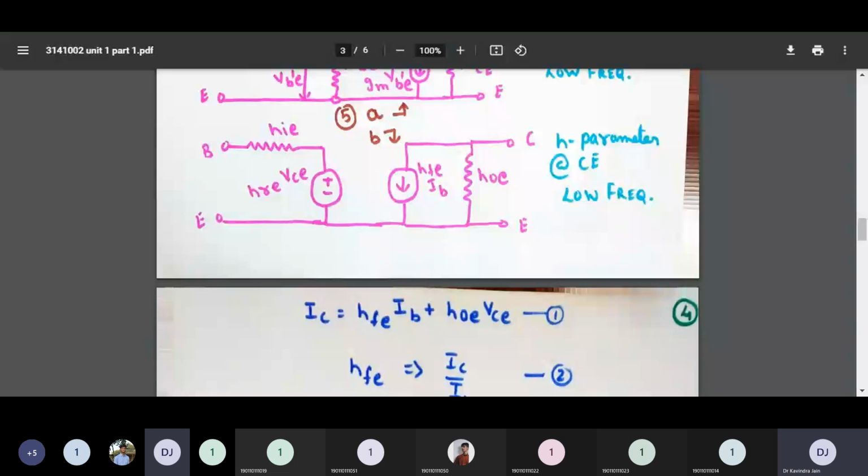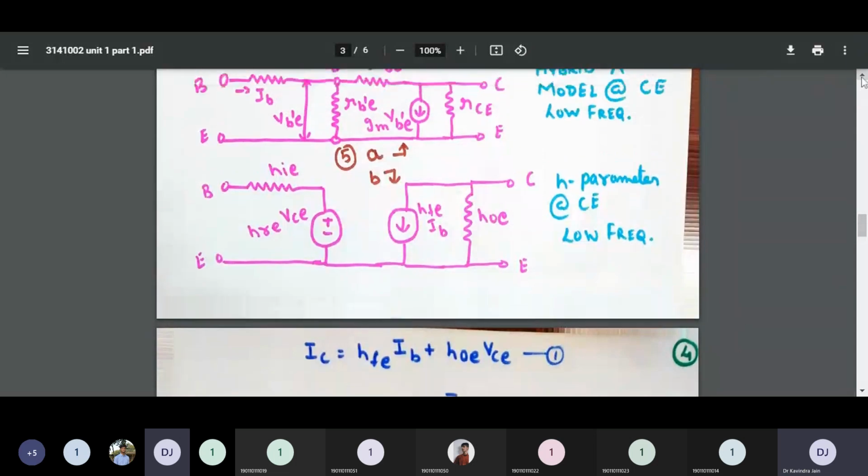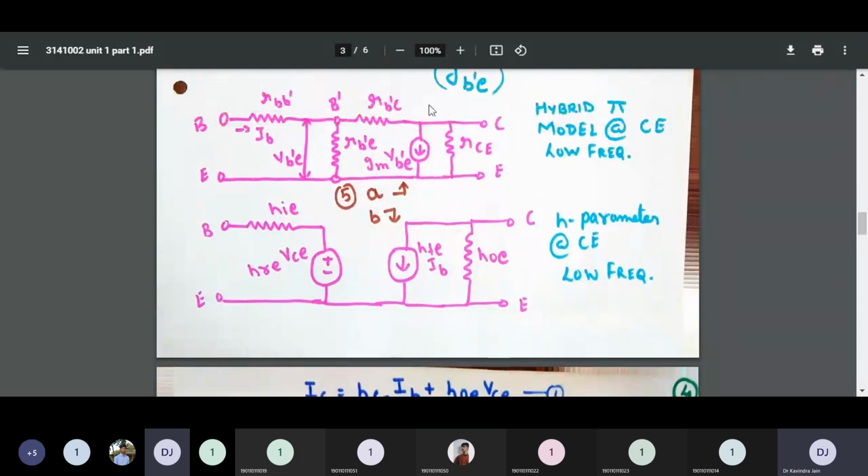Now output is short circuited, so the current gain HFE is equal to IC upon IB. So in figure number A, we know that the input IB flows into RB'E. As you can see, the input base current is flowing to RB'E. Hence, we can say that VB'E is approximately equal to IB multiplied by RB'E. But RB'C is very, very large. So IC is equal to GM into VB'E.